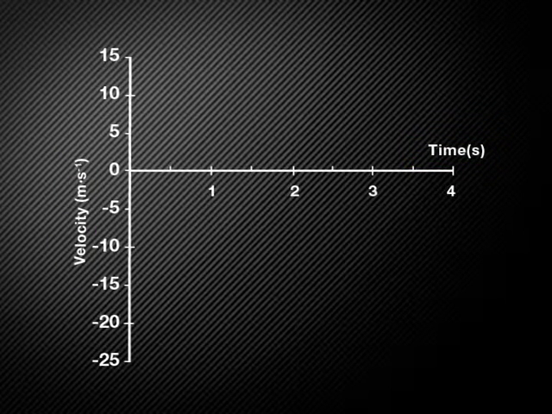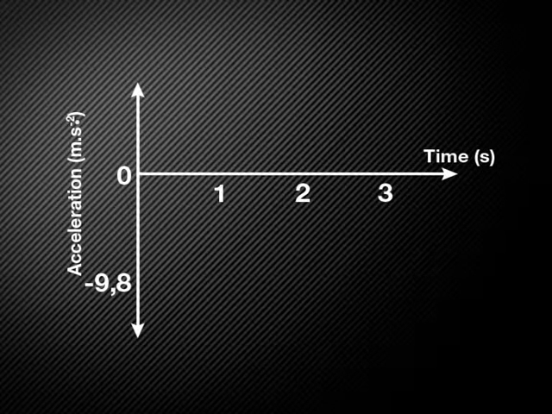Time is on the horizontal axis and velocity is on the vertical axis. Because the ball drops below its starting position, there will be negative velocities, so the velocity axis is extended to include negative values. Once the points have been plotted, a straight line can be plotted.